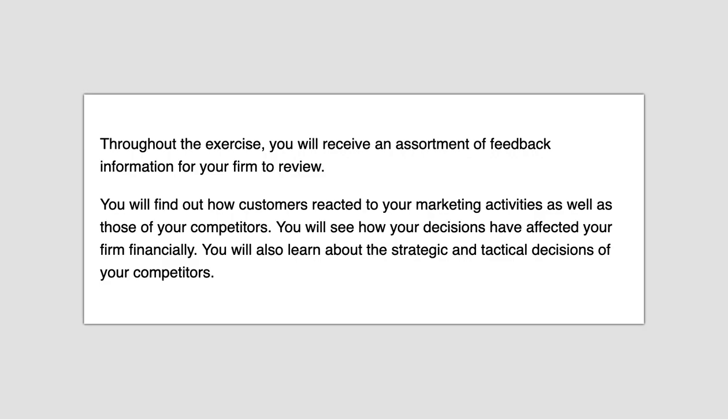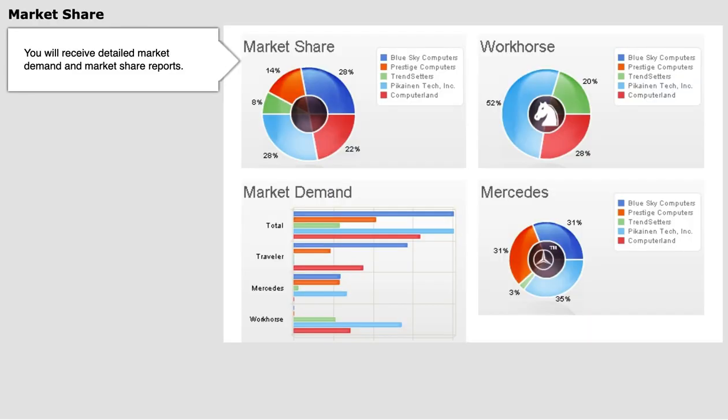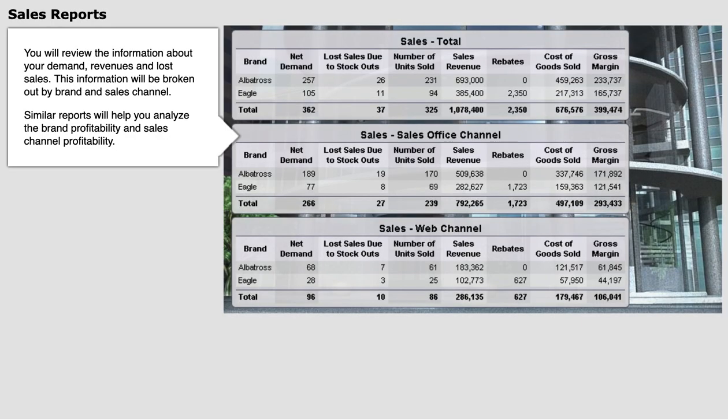Throughout the exercise, you will receive an assortment of feedback information for your firm to review. You will find out how customers reacted to your marketing activities, as well as those of your competitors. You will see how your decisions have affected your firm financially. You will also learn about the strategic and tactical decisions of your competitors. You will receive detailed market demand and market share reports. You will review the information about your demand, revenues, and lost sales. This information will be broken out by brand and sales channel. Similar reports will help you analyze the brand profitability and sales channel profitability.